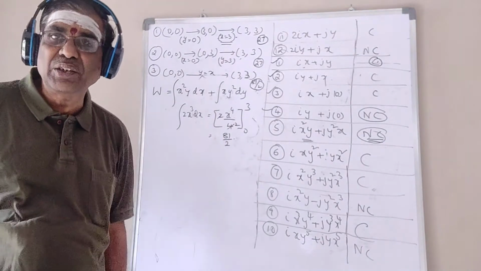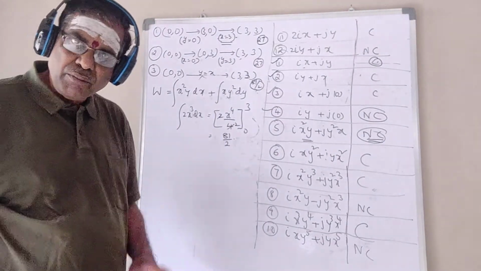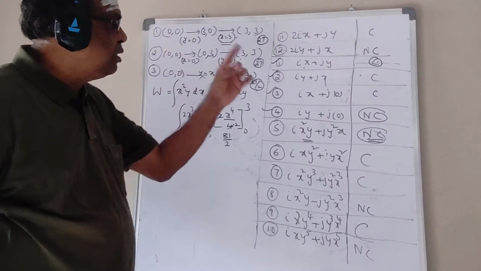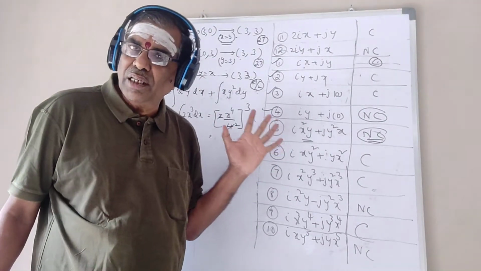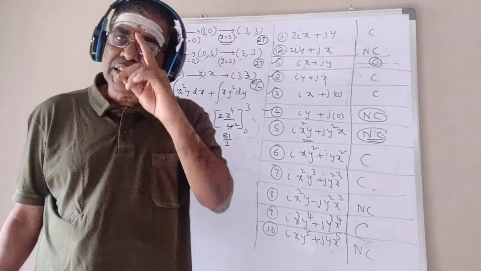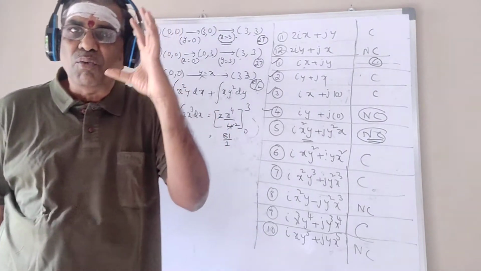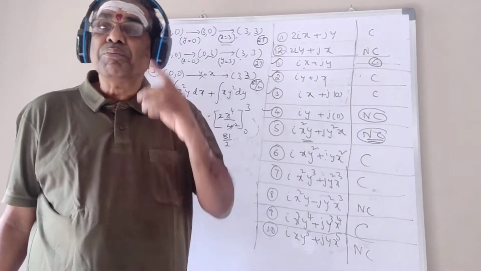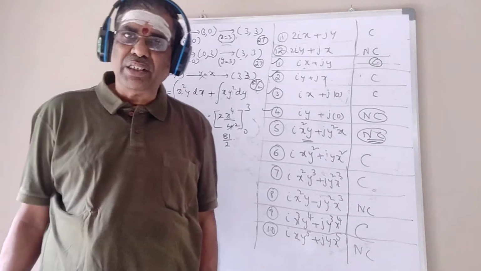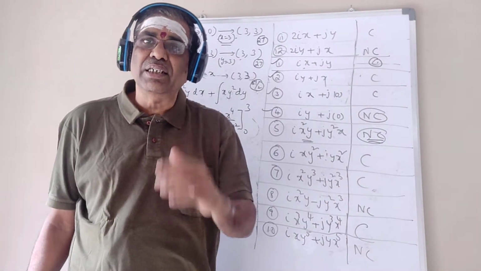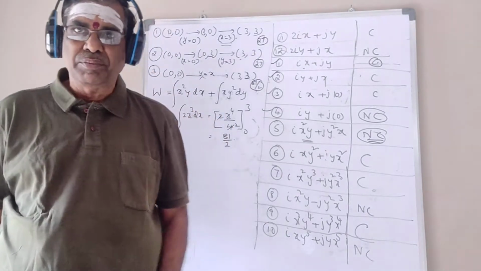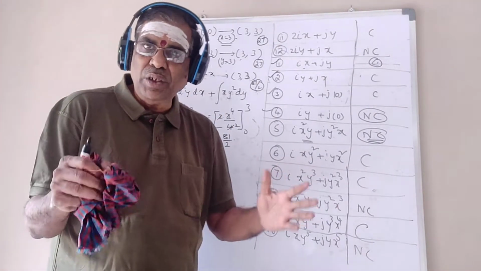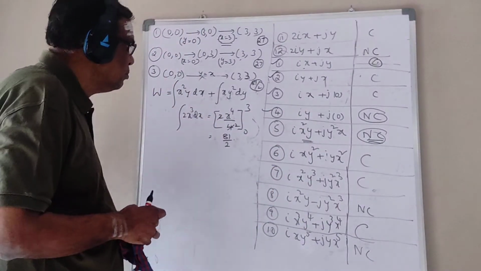That's all I am trying to do, nothing else. You got the point? So, one important thing we got, a conclusion. In the case of conservative forces, work is independent of the path. In the case of non-conservative forces, work depends on the path. Whichever path you take, you will get different values.